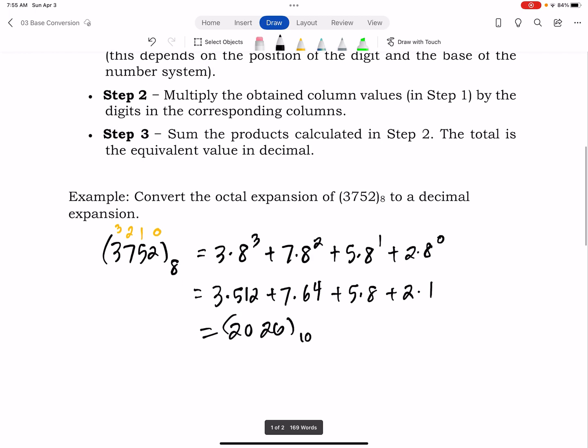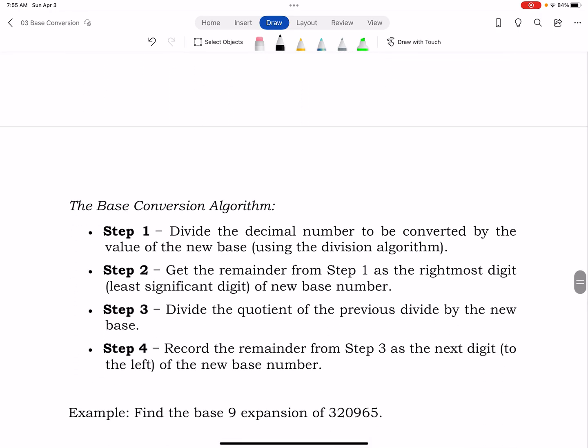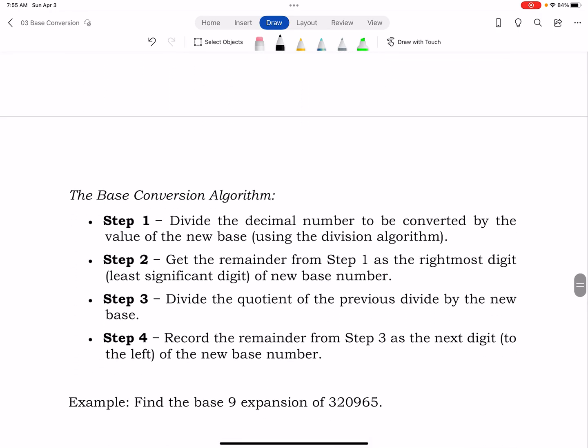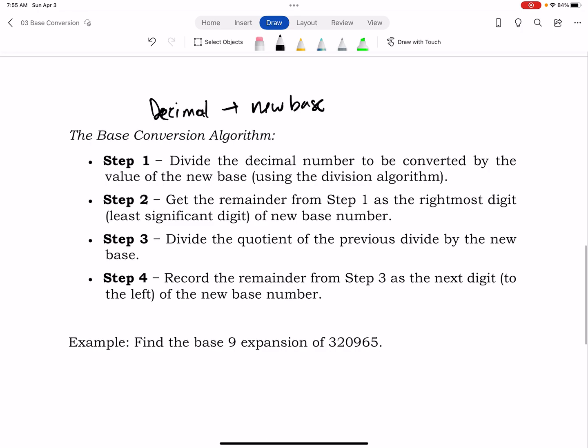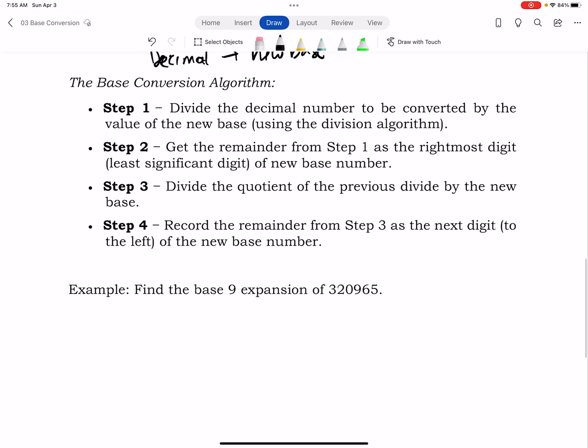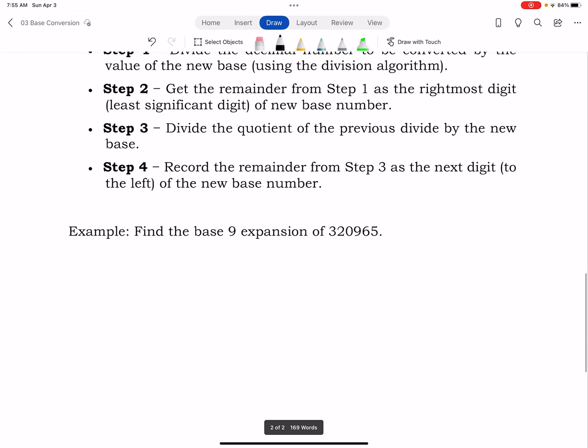So how do we go in the other direction? What if we have a decimal number and we want to convert it to a new base? This is decimal to new base. What we just did was new base to decimal. This is called the base conversion algorithm. It tells you to divide the decimal number by the value of the new base using the division algorithm. Get the remainder, and that's going to be your rightmost digit of the new base number, the number that's times b to the 0. Then take the quotient and divide again, and just keep repeating until your quotient is 0.